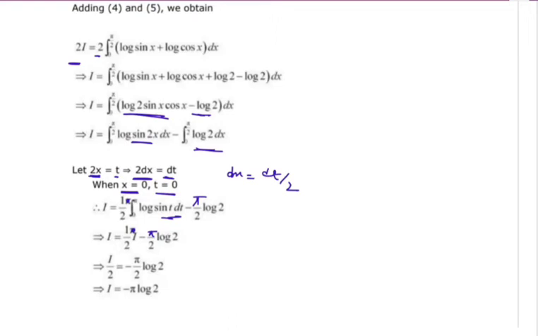So I minus 1 by 2 I is I by 2, 1 minus half is half, which equals minus pi by 2 log 2. So finally, the 2s get cancelled, and the value of I is minus pi log 2.